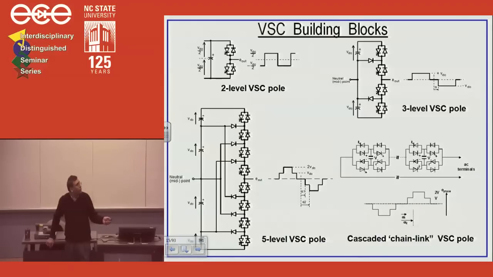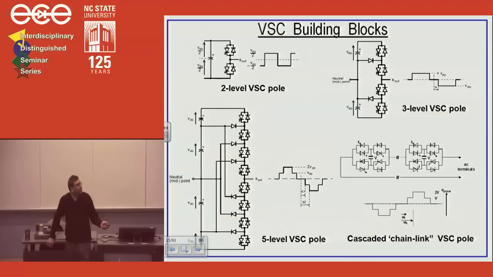then we can switch them on and off, either the upper switch or the lower switch, and we would connect this point at the output to either the positive DC or the negative DC, and we can create a chopped waveform. And if we keep doing this chopping to approximate a sine wave, then we can think about different kinds of building blocks. So this is what we call a two-level voltage source converter pole or a building block.